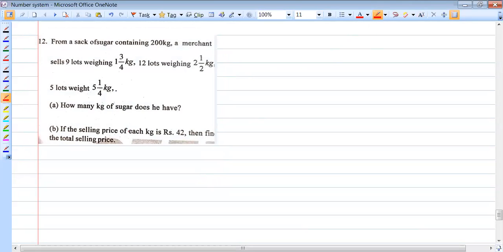So question number 12. From a sack of sugar, what is the meaning of sack? In Tamil, we will say chaku mutta. So that is sack. A sack of sugar containing 200 kilogram, a merchant sells 9 lots weighing 1 3 by 4 kg, 12 lots weighing 2 1 by 2 kg, 5 lots weighing 5 1 by 4 kg. How many kg of sugar does he have? If the selling price of each kg is rupees 42, then find the total selling price. Try to find out the answer.